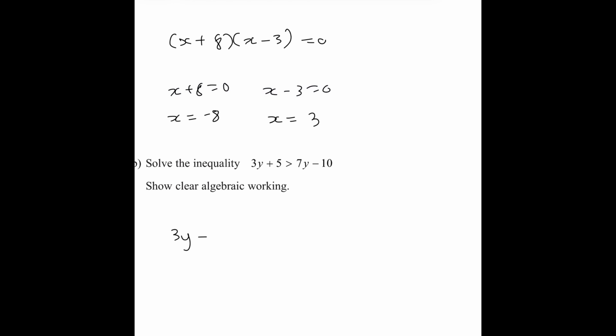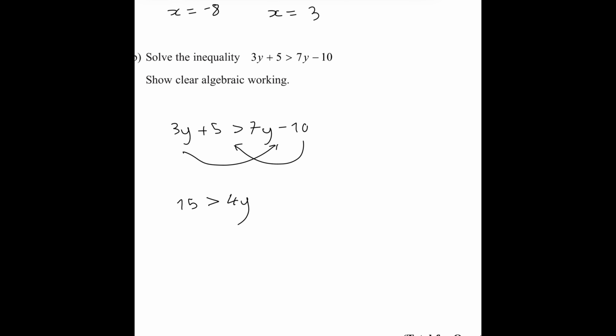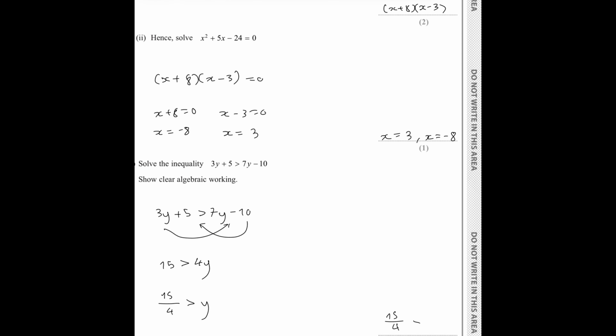Now, the next question is asking us to solve an inequality, which should be quite easy. You just want to treat this like a normal equation, I guess. And you just want to move all the y's to one side. So let's move this to here, and then this to there. So when I have 15 is greater than 4y, you can just divide both sides by 4. So 15 divided by 4 is greater than y. That's your answer. I think that's your answer. If that's not right, then don't listen to me.